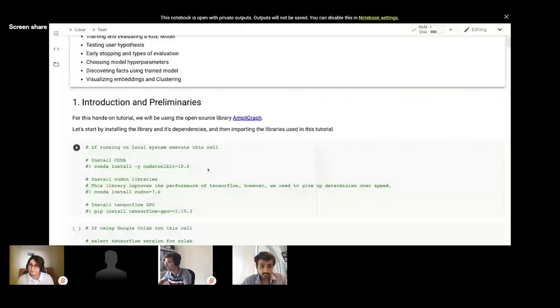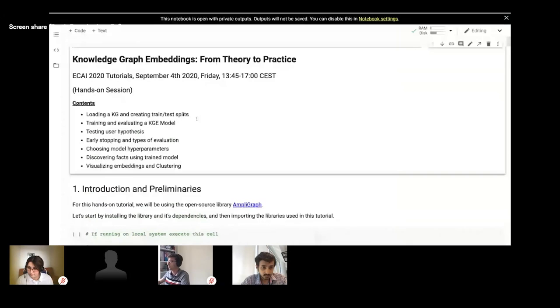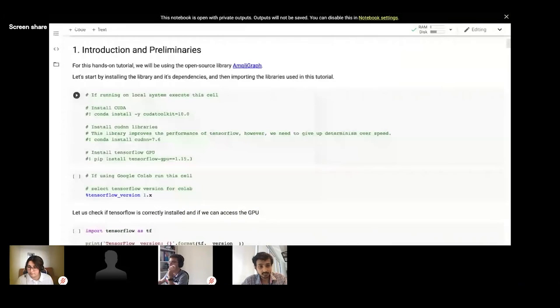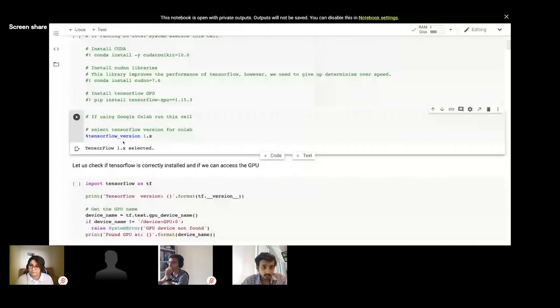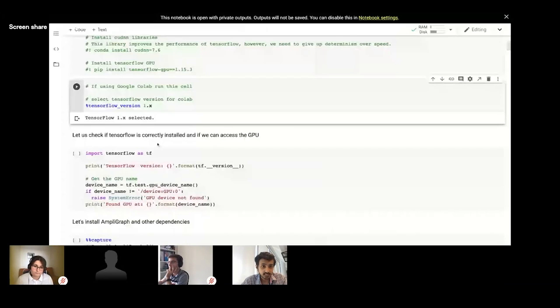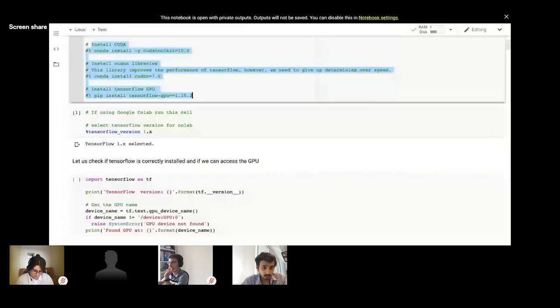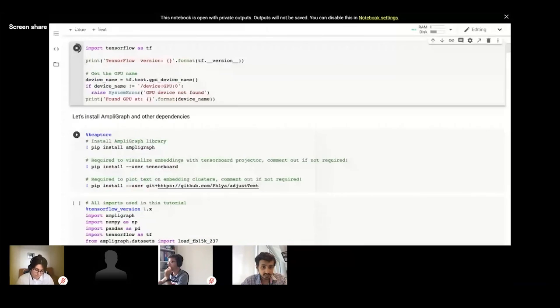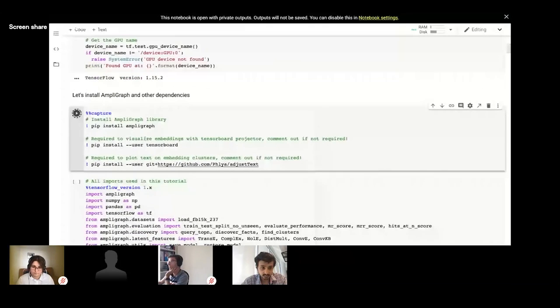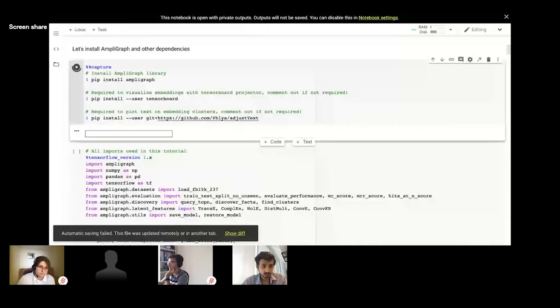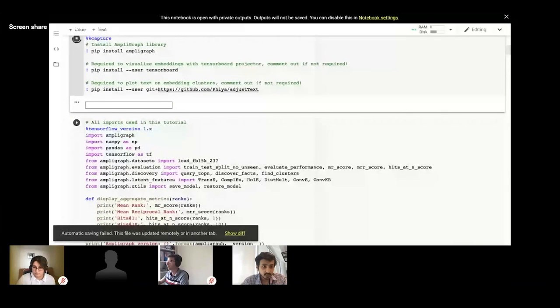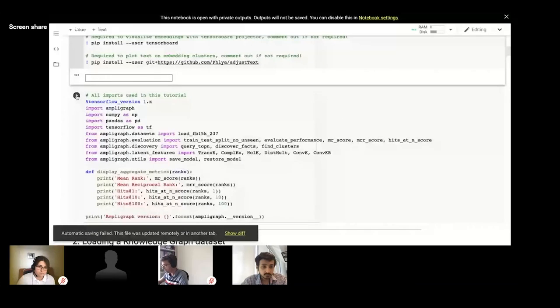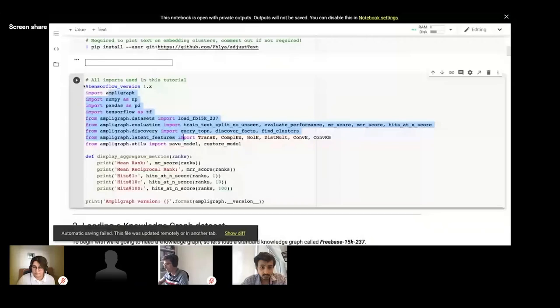So let's start by installing the dependencies. First, we'll install TensorFlow. Here, we just select the version of TensorFlow since we are on Colab. But if you are running it on your own machine, you can uncomment this cell and run it. For now, let's just run it on Colab. We load TensorFlow, and we install the other dependencies, that's AmpliGraph, TensorBoard, and some others that we'll be using later. It's installing the dependencies. Once they are installed, we can load all the necessary libraries, but for now, just run this cell. We'll talk about this in detail later.